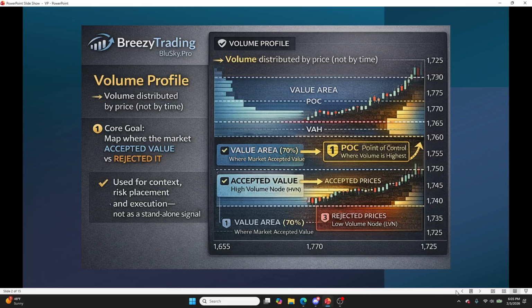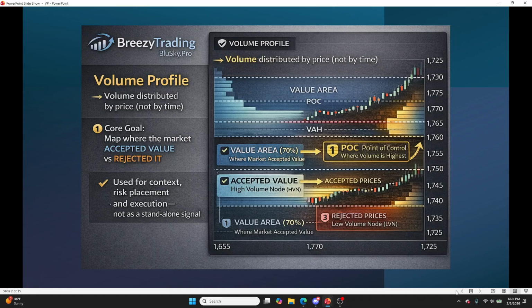So volume profile: very, very simple. I know you guys probably know it, and if you don't, I recommend researching past this presentation. It is volume distributed by price, not by time, as mentioned. The core concept is to map where the market accepted value and rejected it. So you're going to build acceptance areas to where price no longer goes above or below. And I will show today's session to really drive that home.